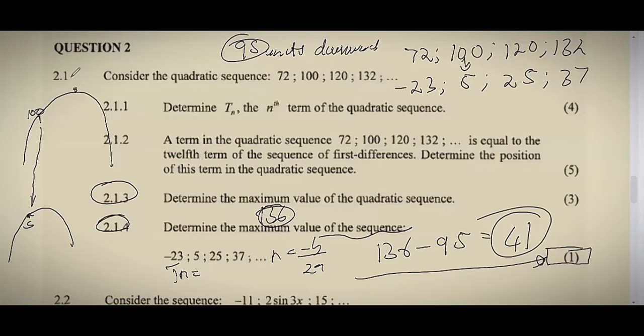So here it was 136. Then when we shift it downward 95 units, it will be 41. Then that's all you were expected to do.